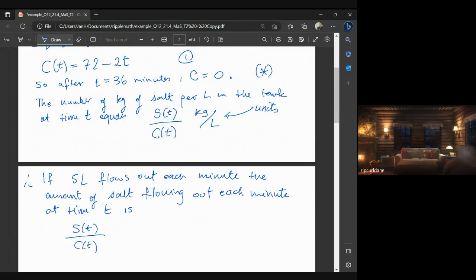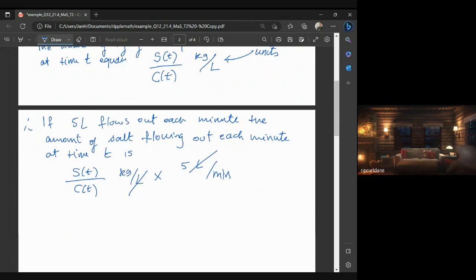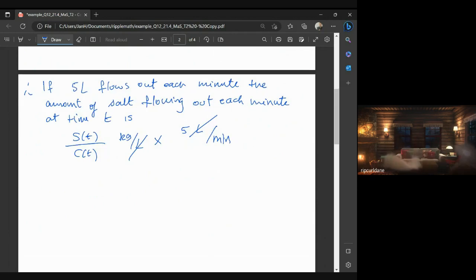We know what C of t is. So that's kilograms. Let's put the units in. Multiplied by 5 liters per minute. That's the amount it flows out. So can you see here that liters cancels? So that gives you 5S over C of t. And we can replace that with 5S over 72 minus 2t.